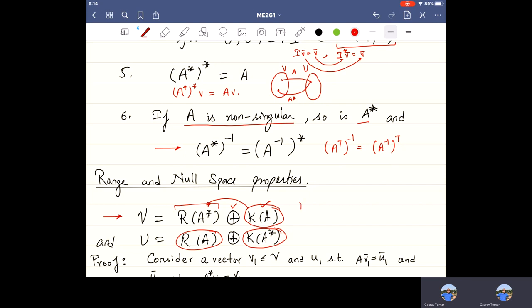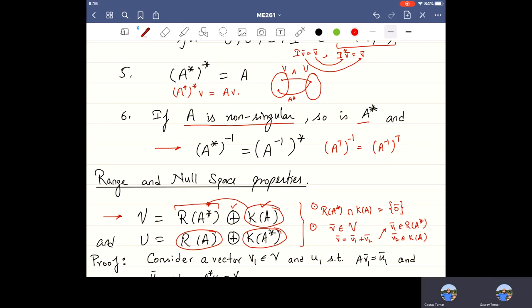Now, this direct sum means that the intersection of the range of A star and the null space of A is essentially only one element, the zero vector. That's one of the requirements. And the second thing is that a vector V belonging to the vector space V can be split into two pieces. You can say V1 plus V2, and you can do this uniquely in such a way that V1 belongs to the range of A star and V2 belongs to the null space of A.